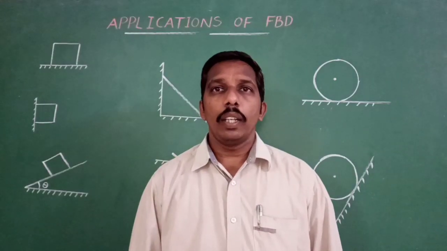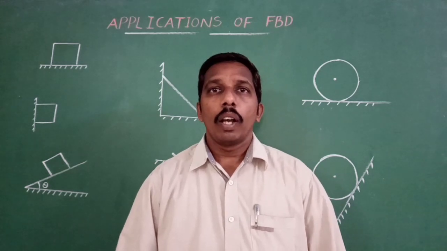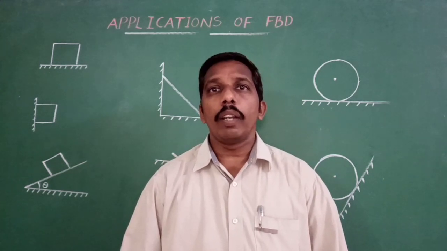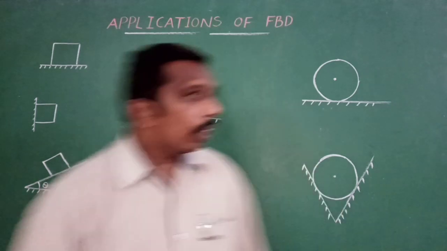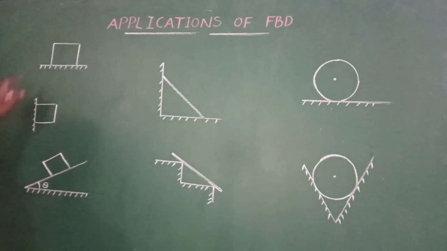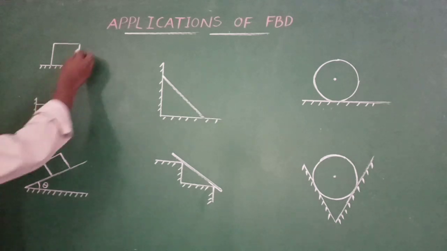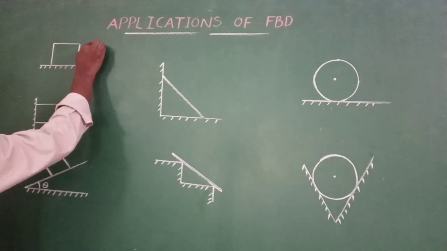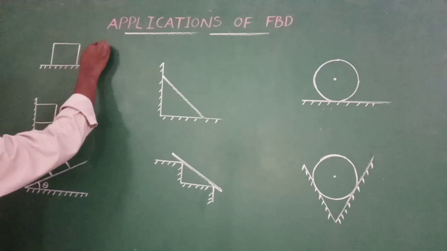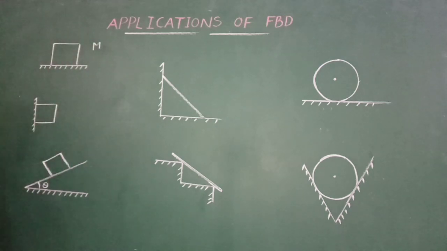Hi students, in this class we will learn how to draw free body diagrams in different situations. For example, an object is placed on a horizontal surface. Assume the mass of the object is m. It is placed on a horizontal surface.